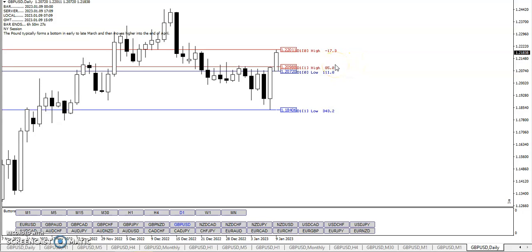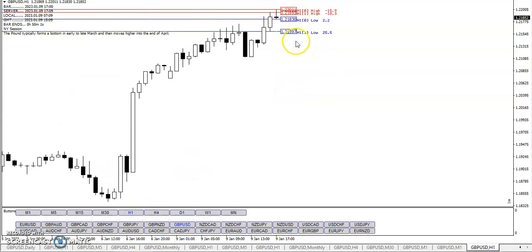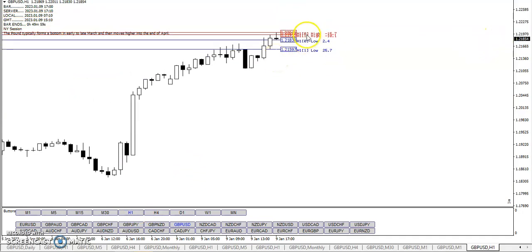And you can see where price is in reference to today's high and low, the current high and low, and yesterday's high and low. So you can see here we broke out of yesterday's high. And this is on the daily chart. And then of course, if you drop it down to say H1, it'll show the current H1 high and low, and then the previous H1 high and low.